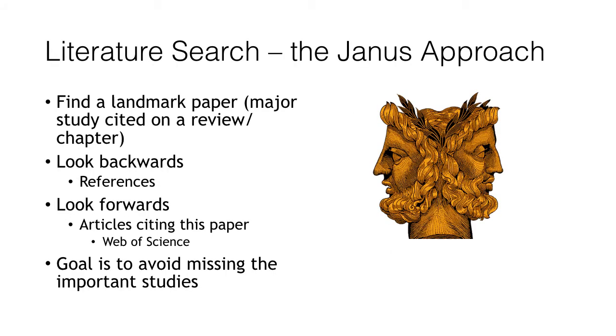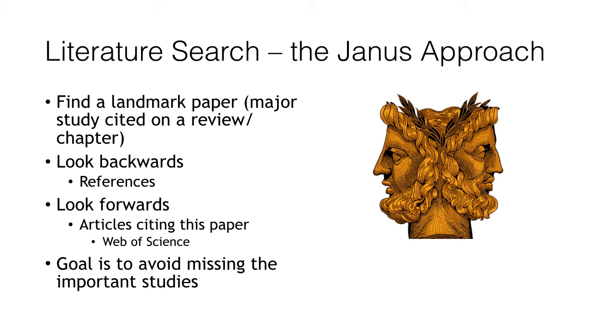Starting the literature search. The method that I recommend, I call it the Janus approach, named after the Roman god of beginnings and endings, and the one who looks forwards and backwards at the same time. So basically, the strategy is you pick a good paper, a landmark or a famous paper, and you can tell because it's in a good journal and it is typically cited in a chapter or a review as an obviously major paper. And from this paper you will look backwards and forwards.